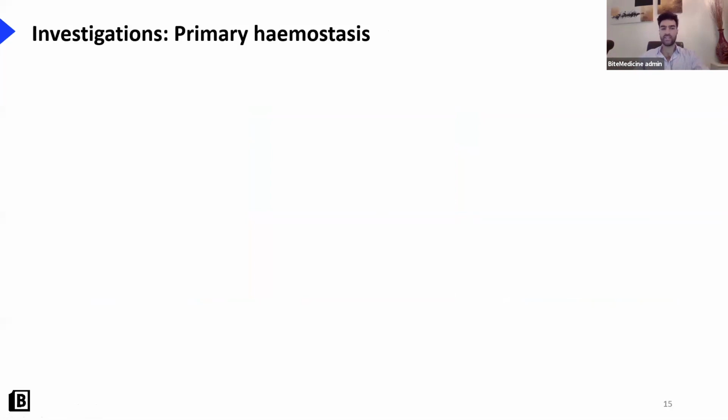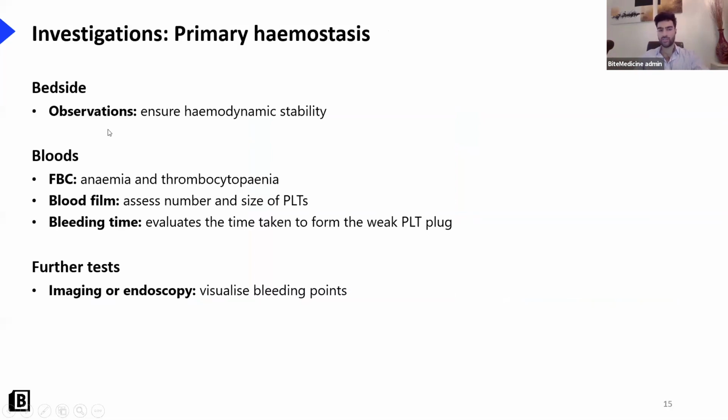So how do we investigate these patients? The first thing you want to do is, of course, if anyone's bleeding, you want to check their observations, make sure they're hemodynamically stable. So the main things to look at were blood pressure and heart rate. If they're bleeding a lot, then their heart rate is going to go up and their blood pressure is going to go down. In terms of bloods, you want to check the full blood count, and if they're bleeding, they'll be anemic. And of course, you want to check for a thrombocytopenia.